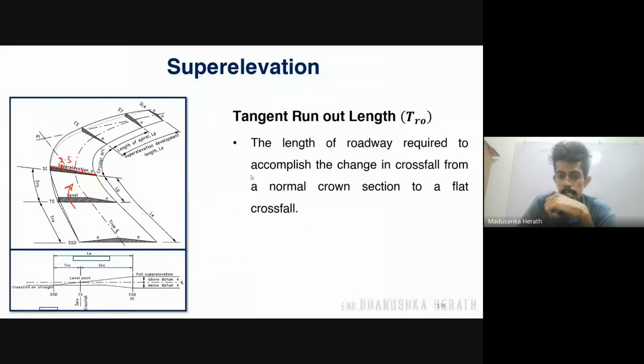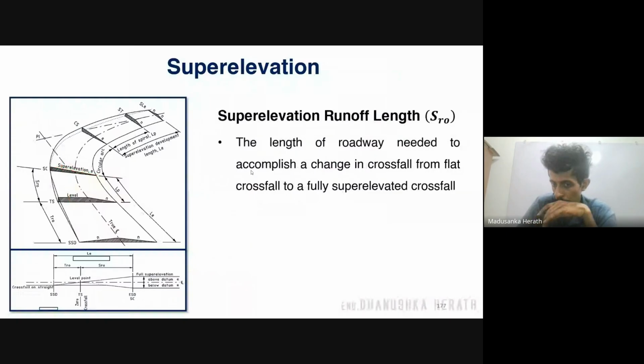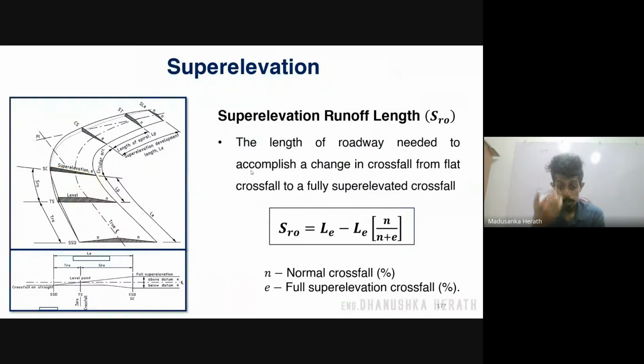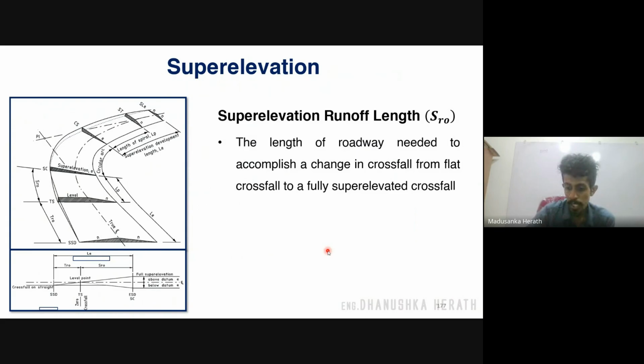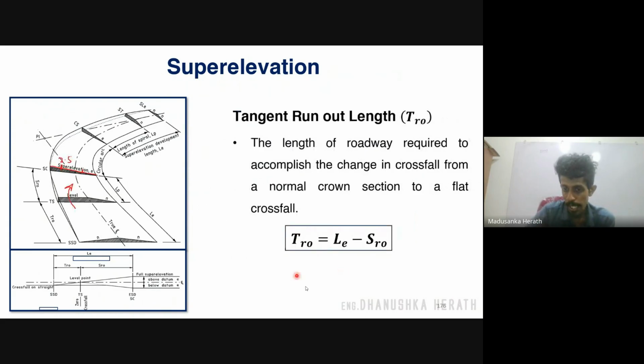Okay. Then this is the tangent runout length and the super elevation runoff length. Right. So the equation for the super elevation runoff length, you can write down this one also. SRO is equal to LE minus LE times N over N plus E. This is the equation for the super elevation runoff length. And the tangent runout length is LE minus SRO.